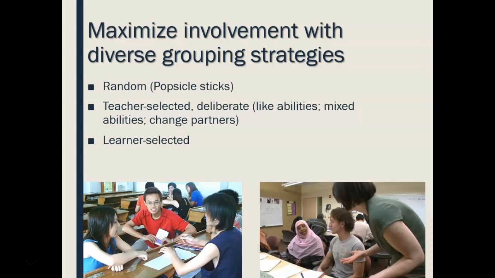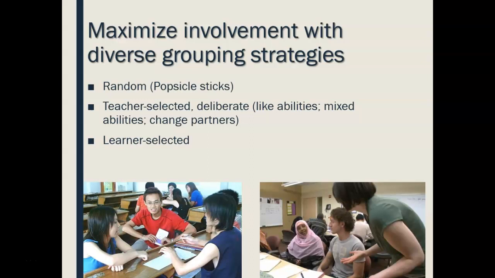Maximize involvement with different grouping strategies, and we have a task about this week. Now, you can do it randomly. In a large class, you can give everybody a popsicle stick and they write their name on that stick. Then you collect the popsicle sticks, keep them in a cup, and then just randomly pull them out, and that's how you pair students together.